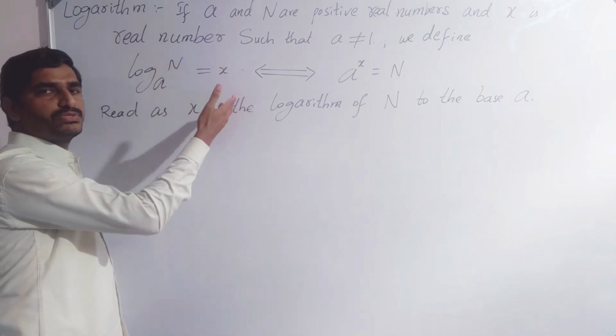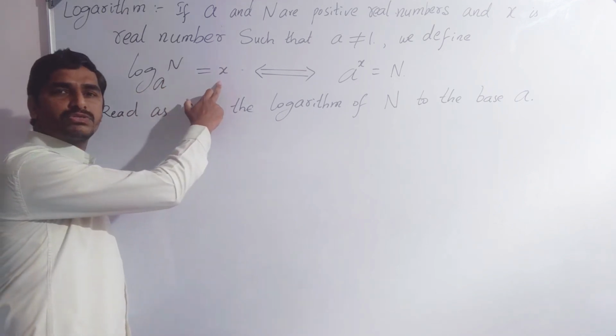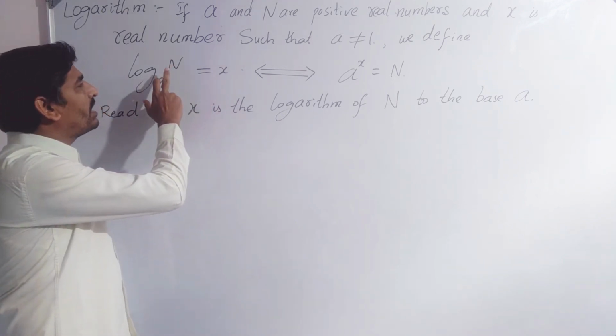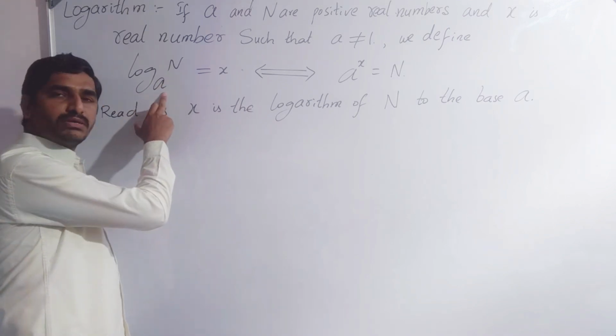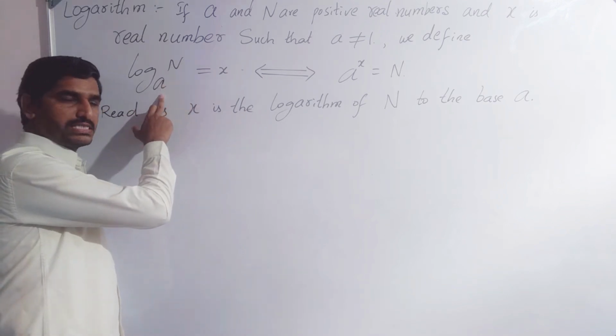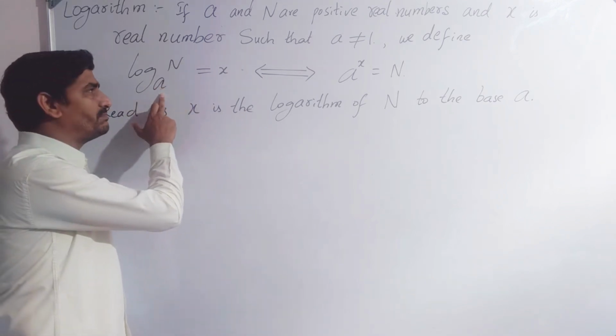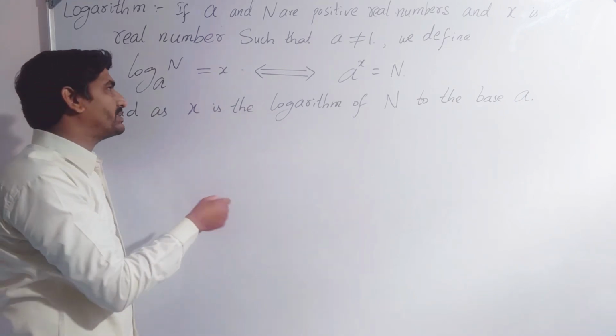Okay, how we are using this is later. Logarithm of n to the base a is equal to x. Here n and a are positive numbers. What kind of numbers? Real numbers, positive real numbers. These two are positive real numbers. x is any real number.